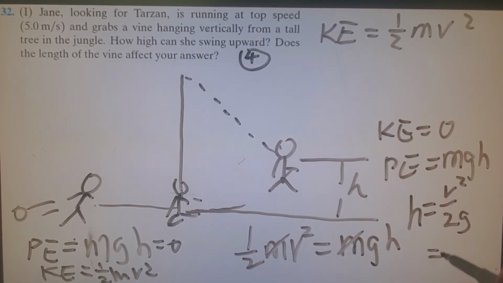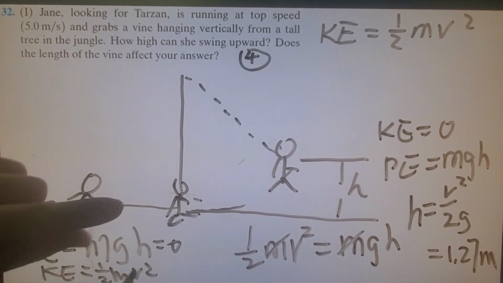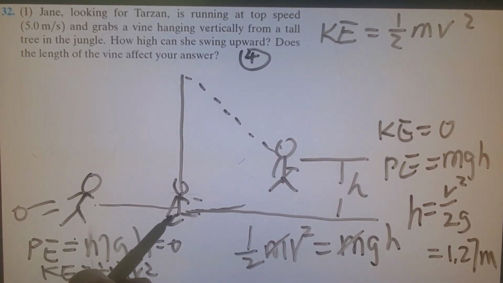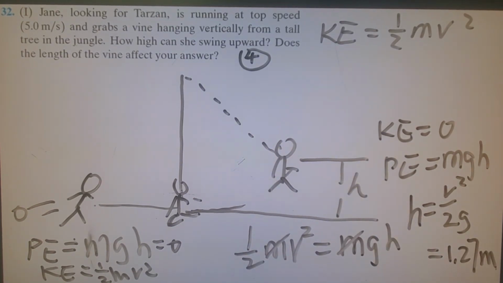v is equal to 5, so 5 squared is 25, divided by 2, divided by 9.8. The height is 1.27 meters. That means when she runs at 5 meters per second, grabs a rope and allows it to freely swing up, it can go to the highest point of 1.27 meters. The lucky number for this problem is 4.